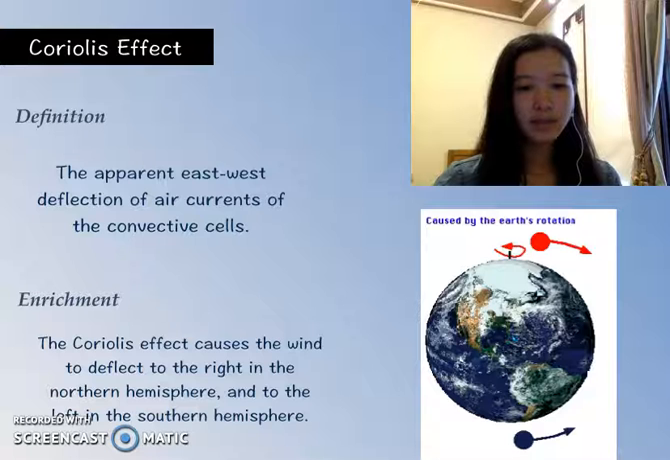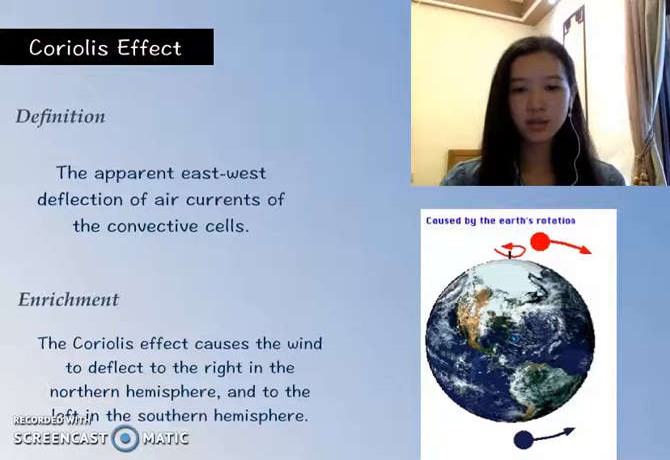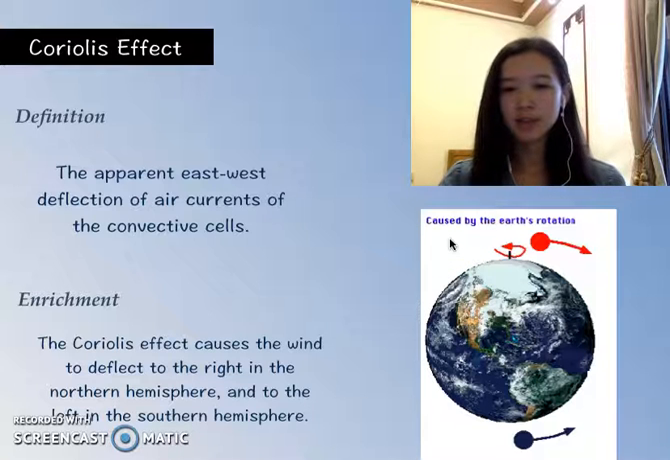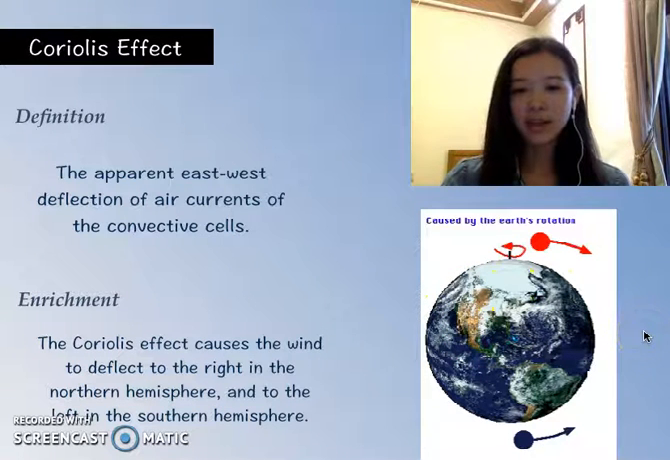Now let's look at the Coriolis effect. The Coriolis effect refers to the apparent east-west deflection of air currents of the convective cells. So in this diagram, we can see that the Coriolis effect is caused by the Earth's rotation. Because the Earth is rotating, it affects the wind patterns and causes the wind to deflect in a certain direction.